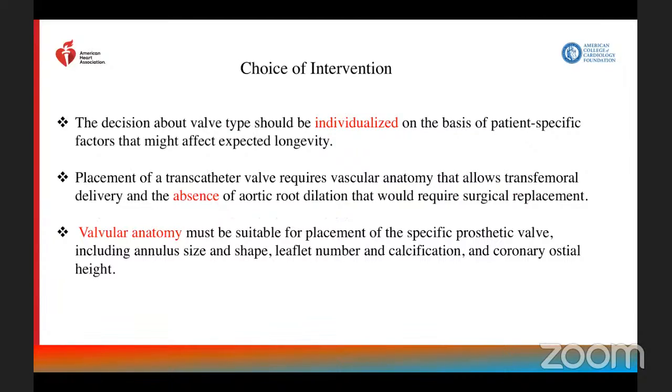The decision about valve type should be individualized on the basis of patient-specific factors that might affect expected longevity. Placement of a transcatheter valve requires a vascular anatomy that allows transfemoral delivery and the absence of aortic root dilatation that would require surgical replacement. Valvular anatomy must be suitable for placement of the specific prosthetic valve, including annulus size and shape, leaflet number and calcification, and coronary ostial height.